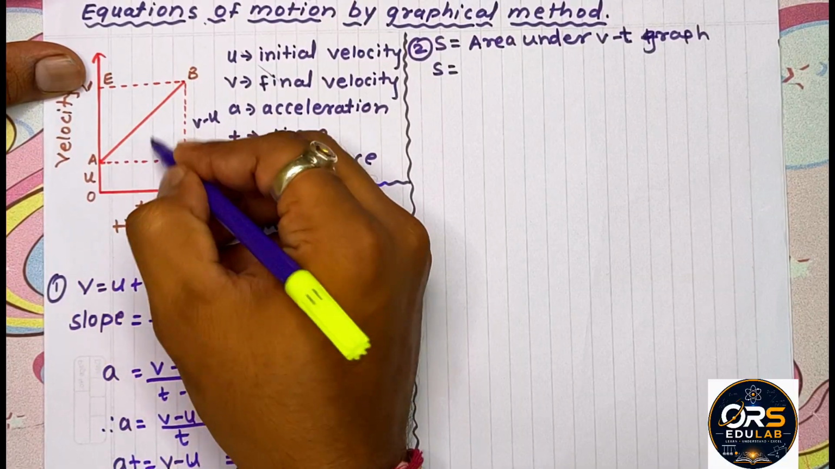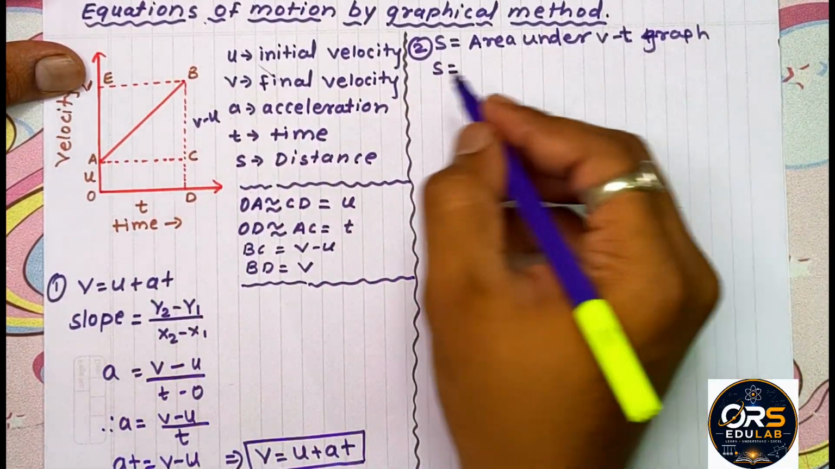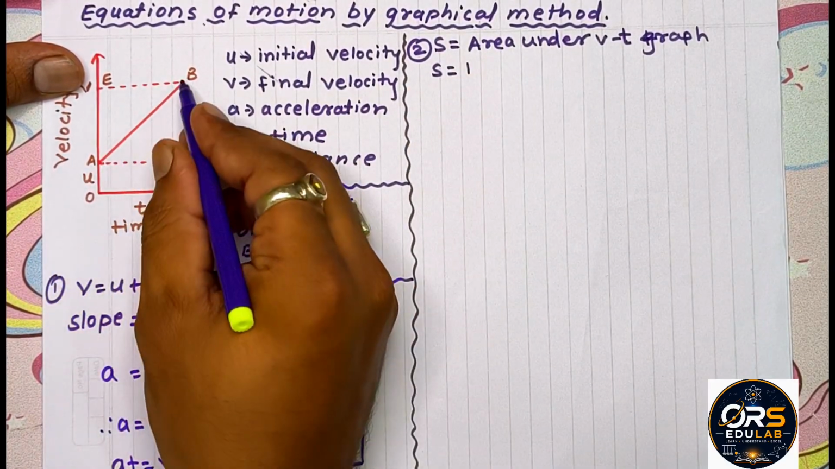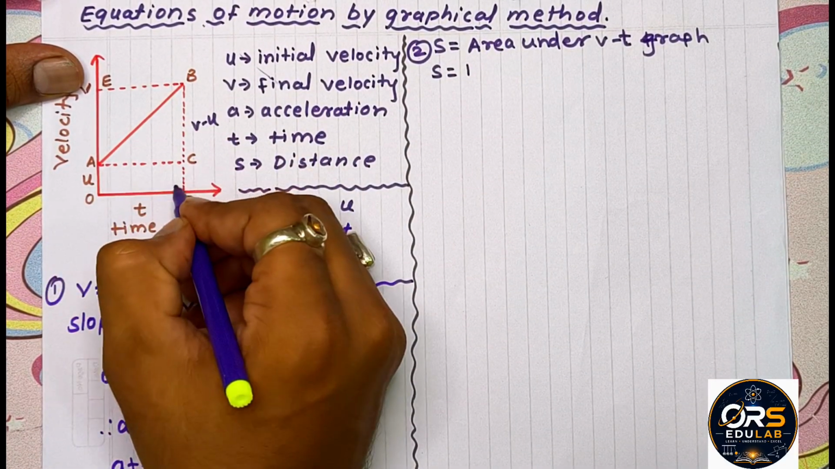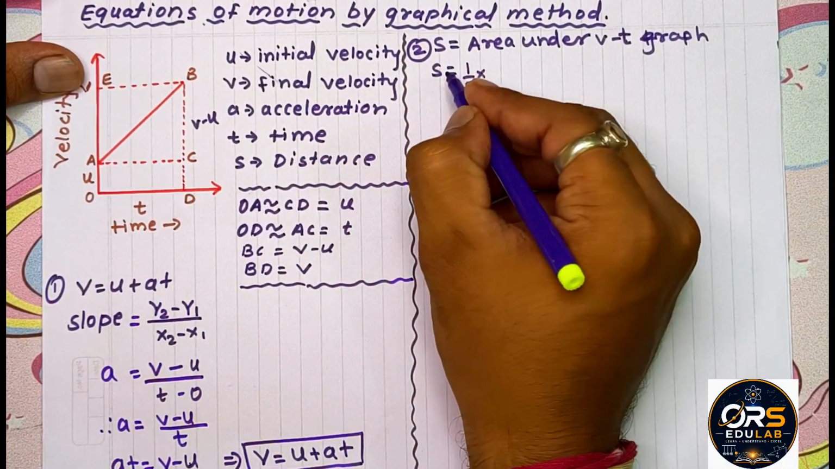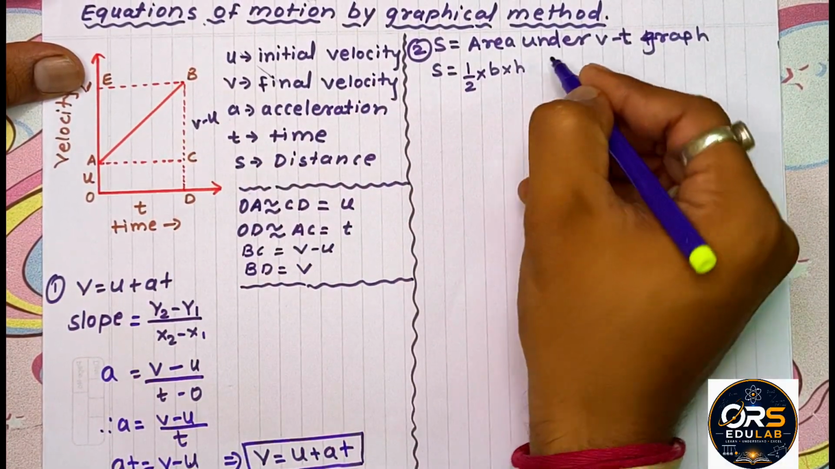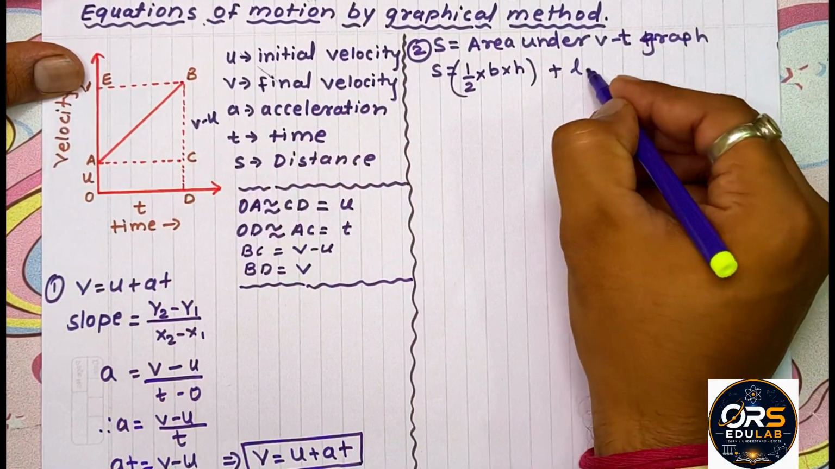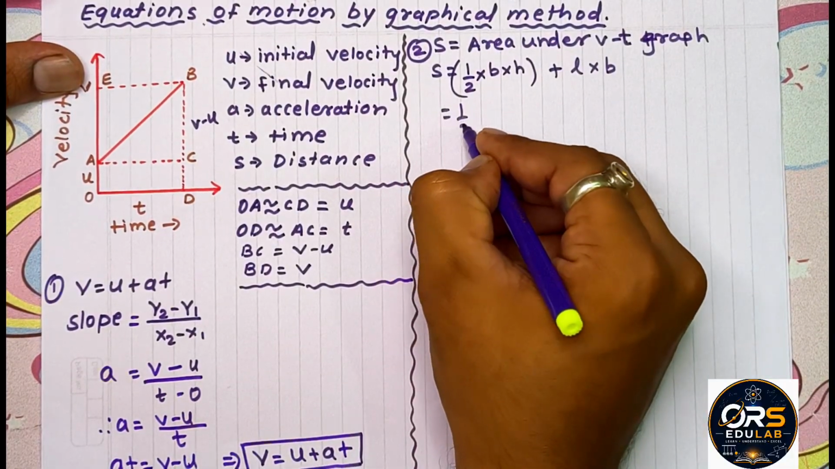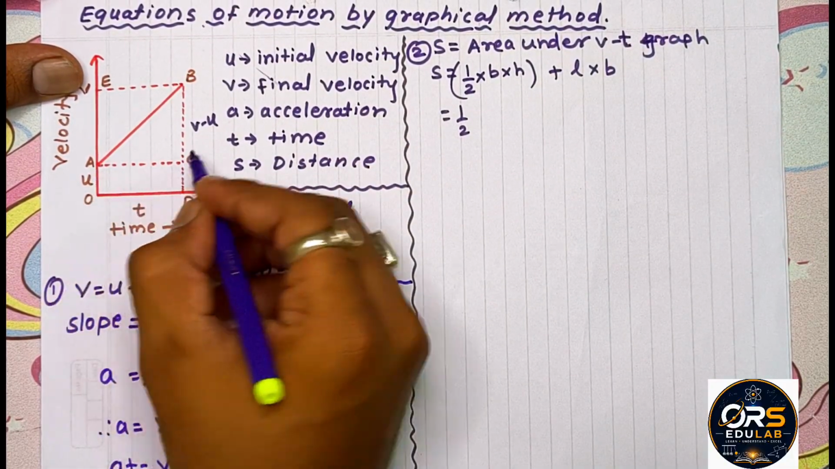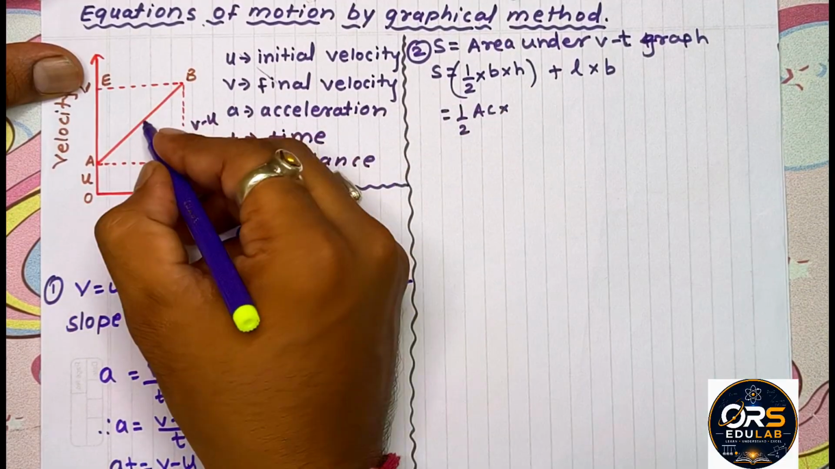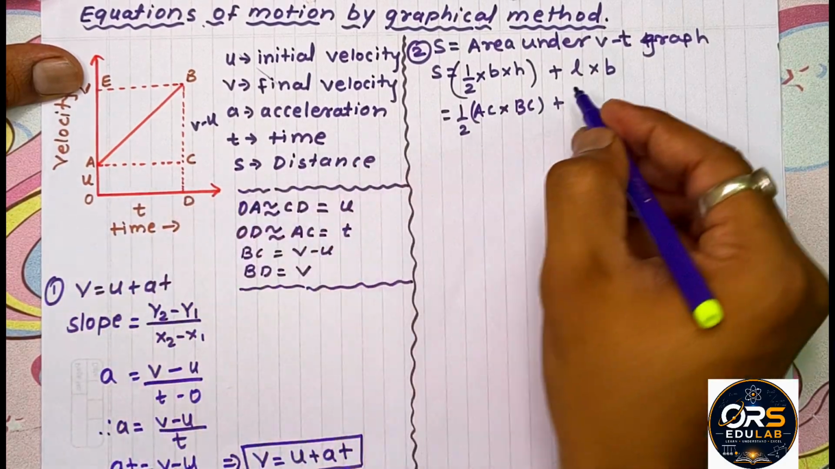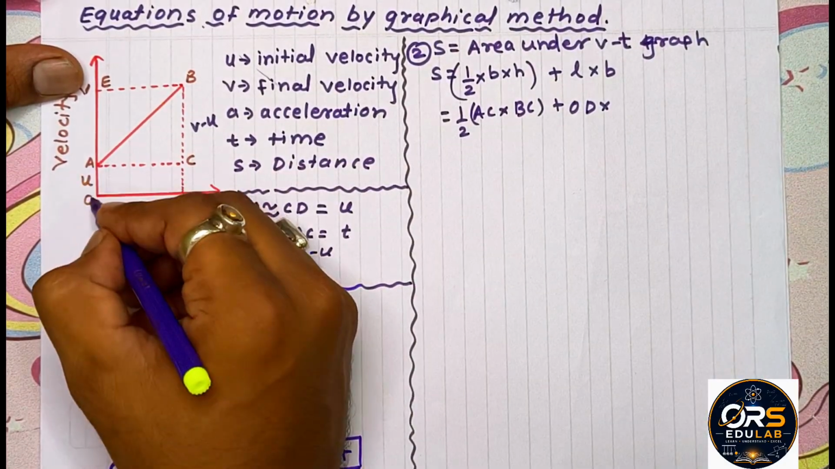So the area under this graph is what we call displacement or distance. Area under the graph we can say ABC, which is a triangle, and also one is a rectangle. So the area of a triangle is half base into height, plus the area of a rectangle, length into breadth. So it is half, as it is. What is the base for the triangle? AC. What is the height? BC. Plus what is the length of the rectangle? OD. What is the breadth of the rectangle? OA.